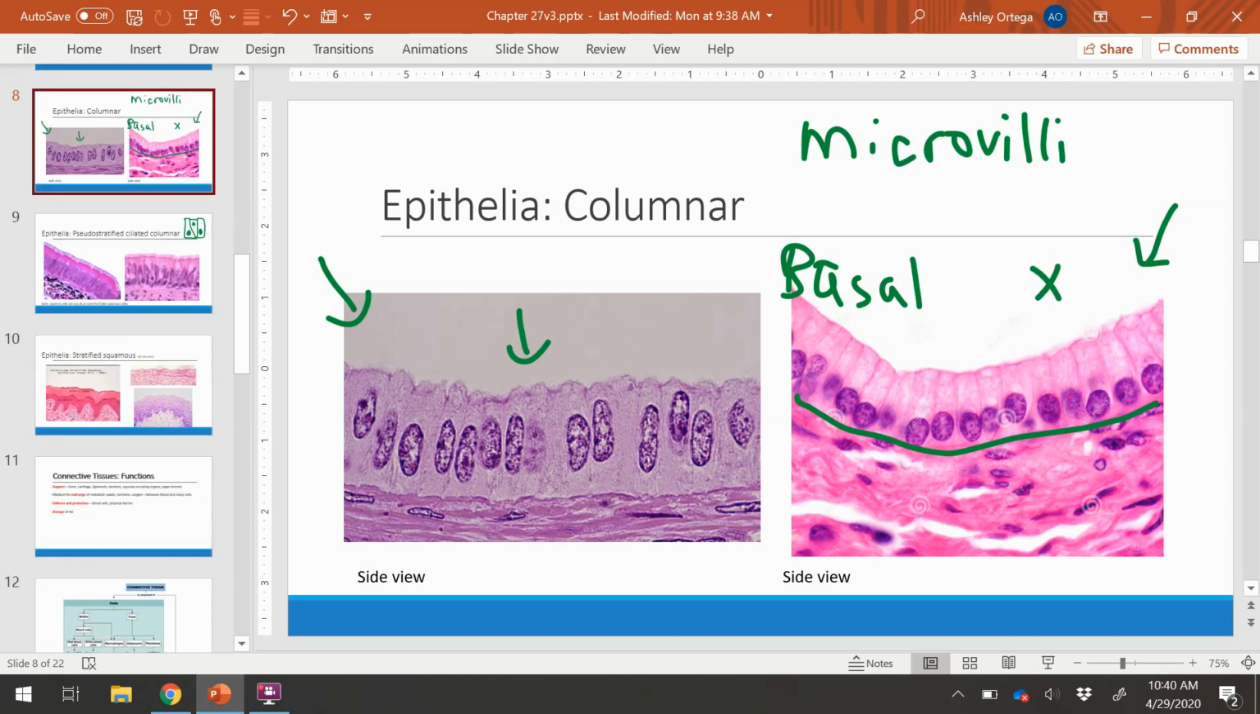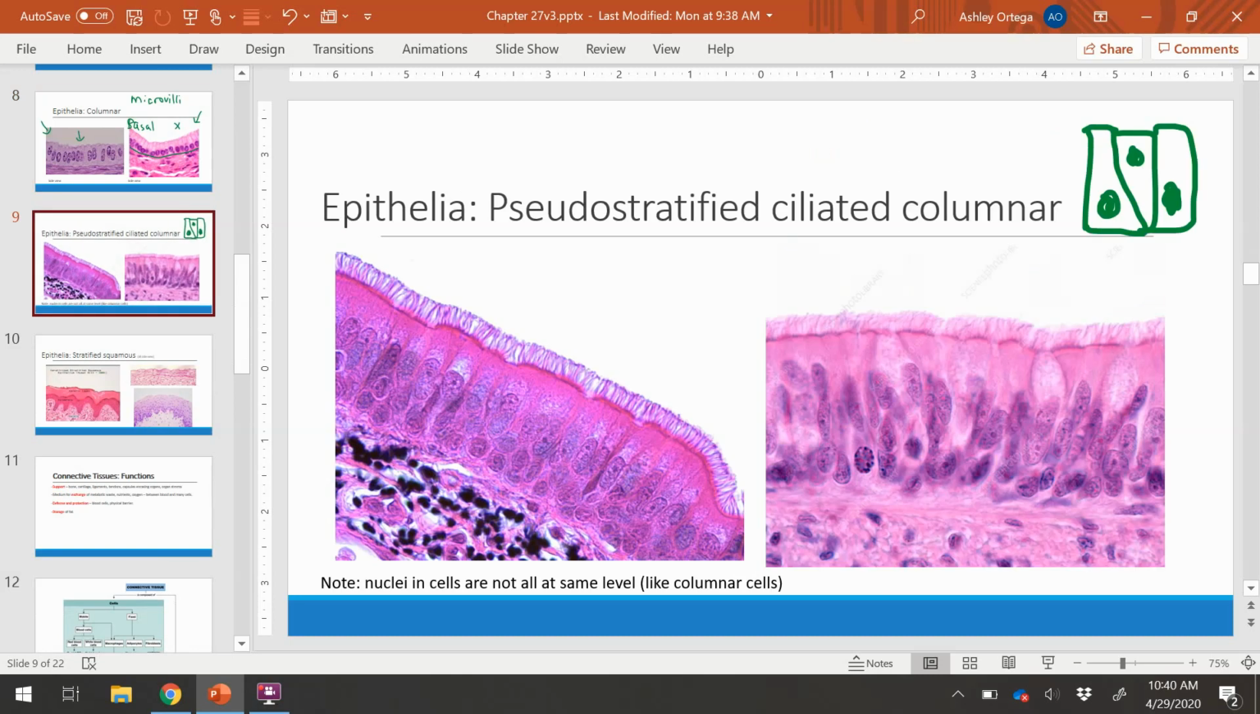All right, on to our pseudostratified ciliated columnar cell. This is a mouthful, so let's break this down. Pseudostratified means false layer. It makes it look like there's more than one layer, but it's actually just one layer of cells. Ciliated, that's your hair-like projection. So pseudostratified cells will come ciliated, and they will be in columnar shape, which is the rectangular shape.